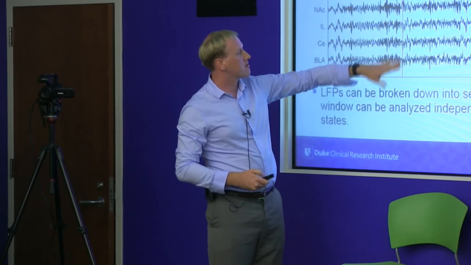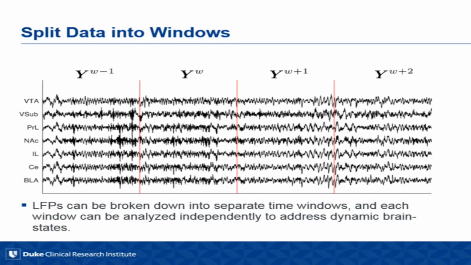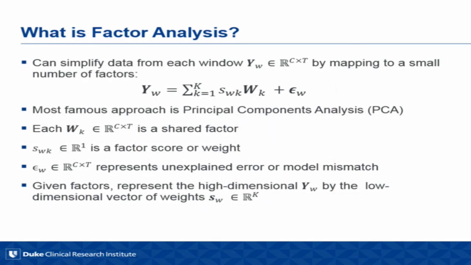And so what we're going to do is look at these, and consider each one of these an independent object that is statistically independent. And so the idea is that we're going to follow something called a factor analysis approach. The idea in a factor analysis approach is that if we have a very high-dimensional object, and these, in fact, are very high-dimensional objects. So each of our windows is a matrix that's C by T. C here is the number of brain regions that we're looking at, which is about 10.